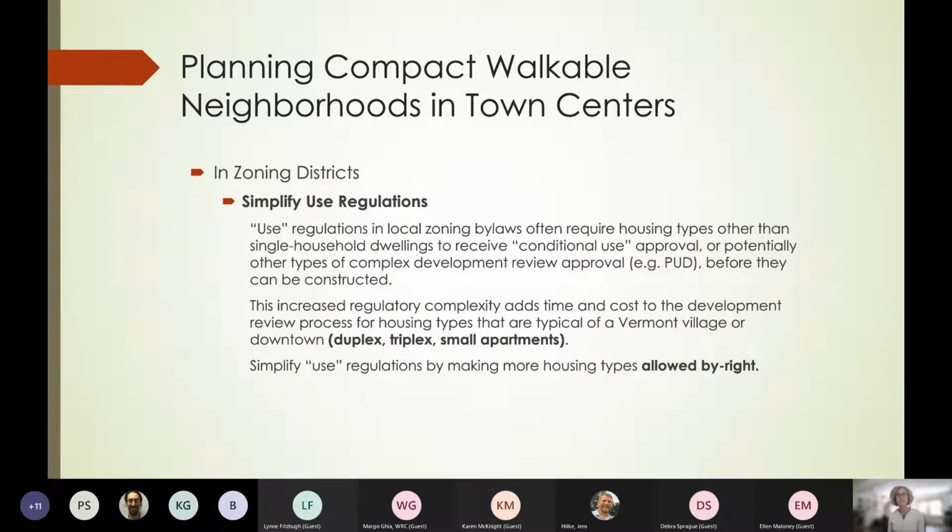And then lastly, simplifying use regulations. What this means is that instead of requiring certain housing types and then others having to need a conditional use approval, larger developments such as duplexes, triplexes, and small apartments could be allowed by right, making that much easier for developers and would really incentivize more density in the areas that you want in town centers.